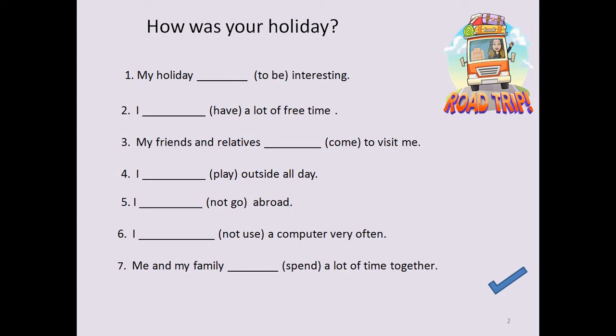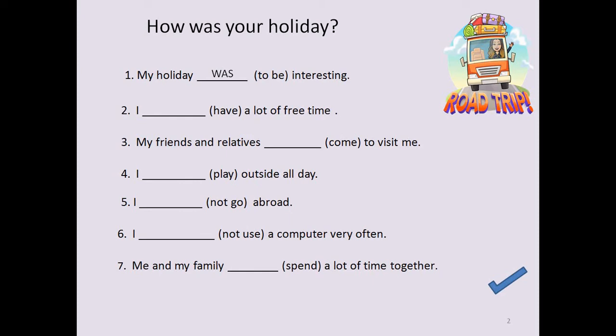Hajde da upotrebimo glagole u zagradi i da ih stavimo u prošlo vreme. Pričat ćemo dakle o prošlim radnjama i koristimo prošlo prosto vreme od glagola u zagradi. Od glagola biti za prvu rečenicu prošlo vreme je was ili were. My holiday was interesting. Moj raspust je bio zanimljiv.